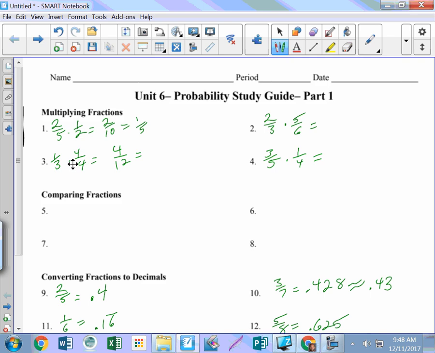1/3 times 4/4, that's the same as 1/3 times 1. So that's going to end up reducing to 1/3. Multiply straight across, that's 10/18. We reduce that. Divided by 2, that's 5/6. And then 3/5 times 1/4 is 3/20. Didn't have to compare the fractions.